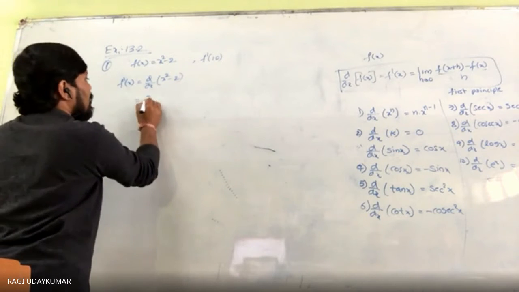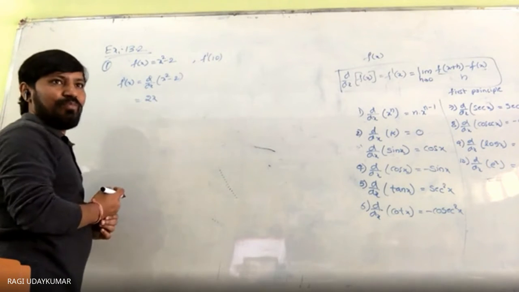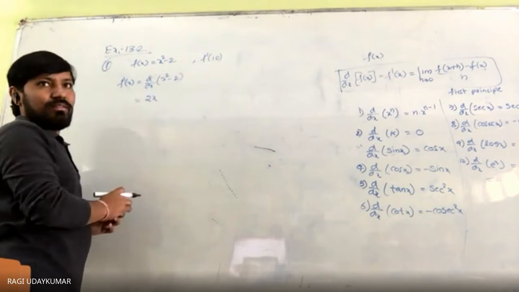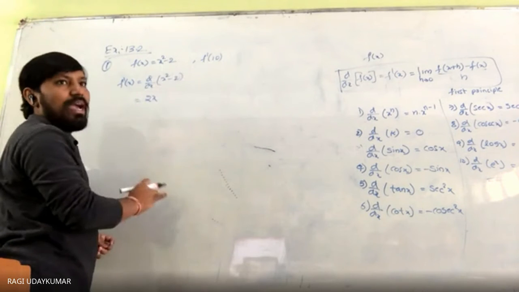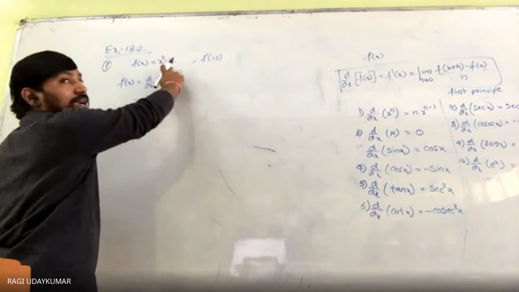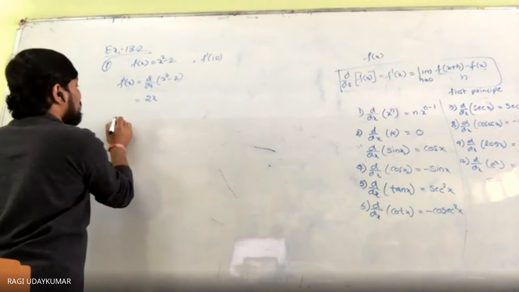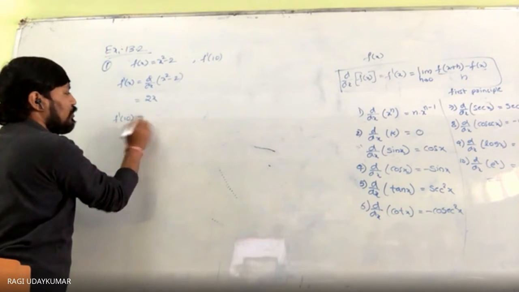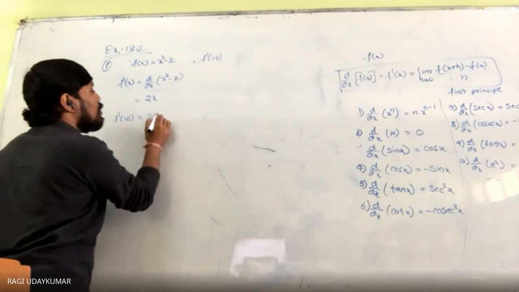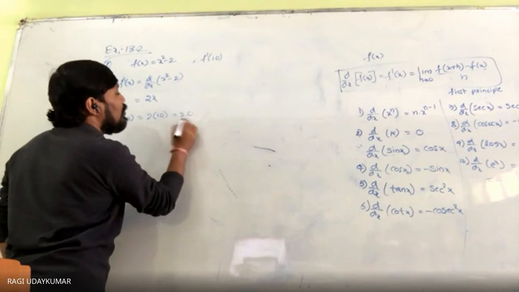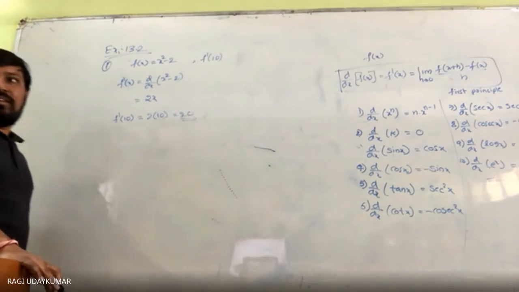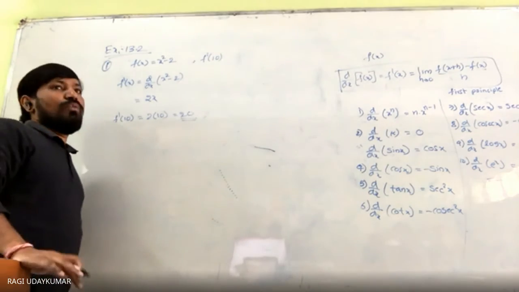Then what do you get here? This one 2x you are going to get. Okay, 2x minus 0 actually because x square differentiation is 2x and 0 means 0. Now f dash of 10 is asking you to find out. So what do you get here? 2 into 10, which is equals to 20. The answer is 20. Are using the first principle if you want to do it.